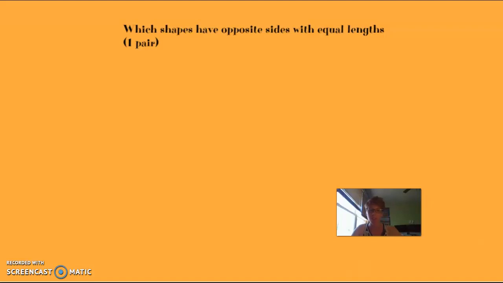You might have more than one shape. So pause the video and find those shapes and lay them out in front of you, and then I'll show you what we've got. Okay? Come back to me when you're ready.